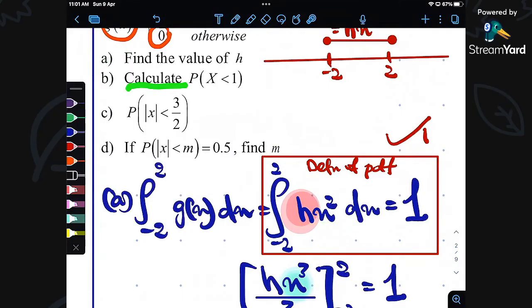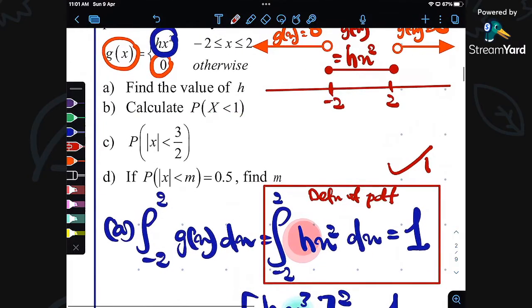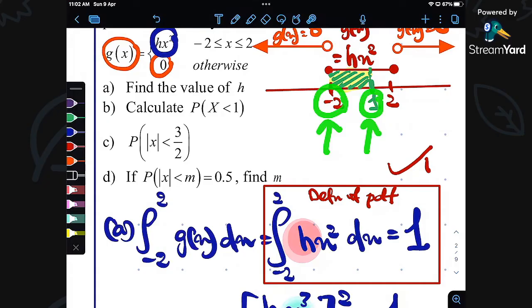Question B, calculate P(X less than 1). Probability x less than 1. Where is 1? Have a guess. 1 is over here. No, this is 0, so here it will be 1. The region where x is less than 1 is around here only. So we will take the limit of negative 2 until 1 only. Careful there. We will only take the limit from negative 2 until 1. At the back here, you forget about it.